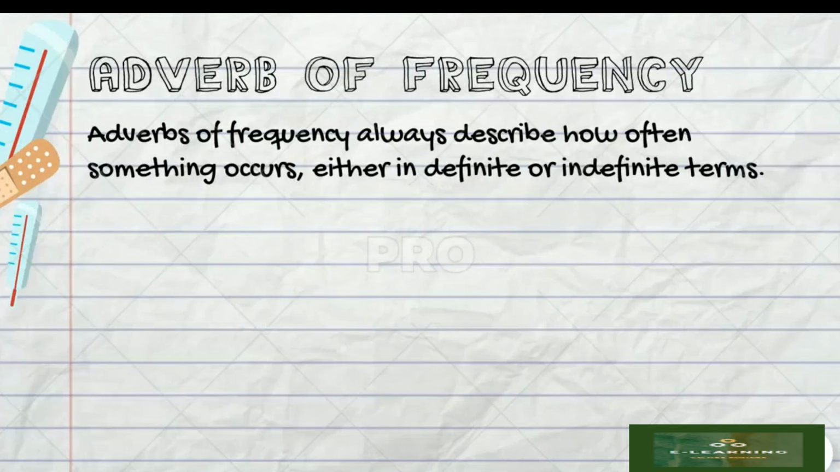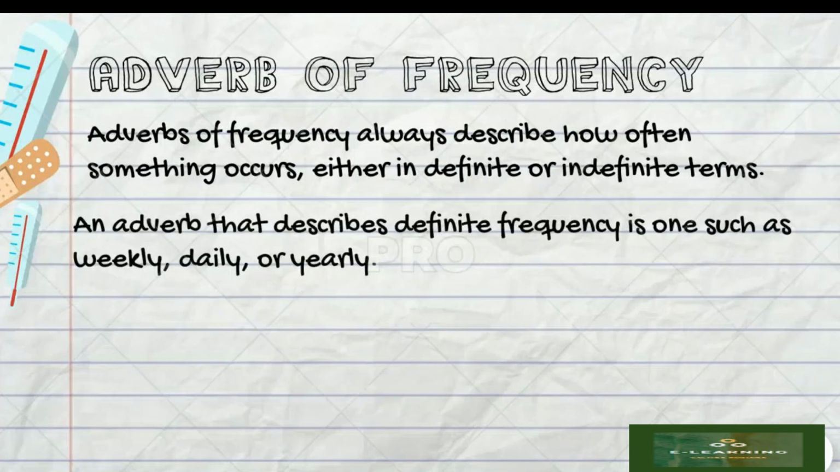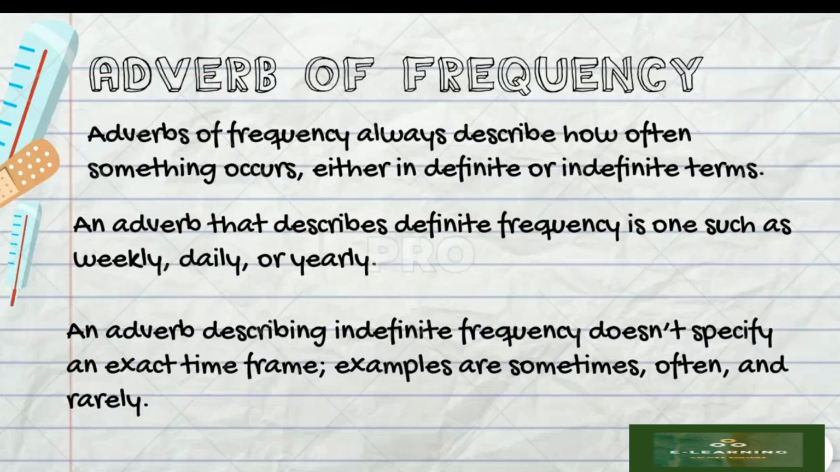Adverb of frequency. An adverb of frequency describes how often something occurs, in either definite or indefinite terms. An adverb that describes definite frequency is one such as weekly, daily, or yearly. Jadi, definite frequency itu waktunya tetap dan terus dilakukan. We call it definite frequency. Next, an adverb describing indefinite frequency doesn't specify time. Examples: sometimes, often, rarely, etc. Waktunya tidak jelas atau tidak terbatas. We call it indefinite frequency.